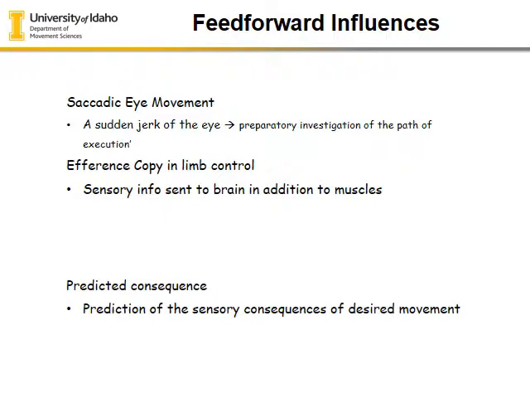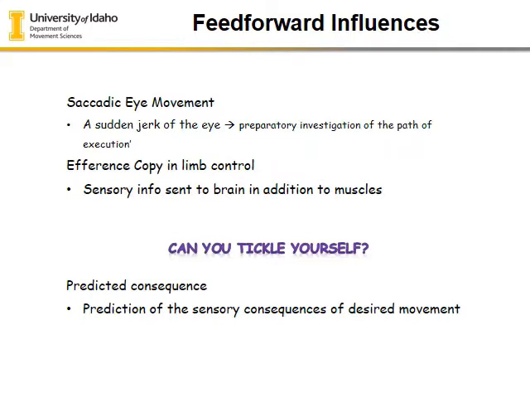But the idea behind all of this is the prediction of the consequences of our desired movement, and not only the consequences of our actions, but the sensory contributions. And so the feed-forward system just allows us to predict going forward in the process.